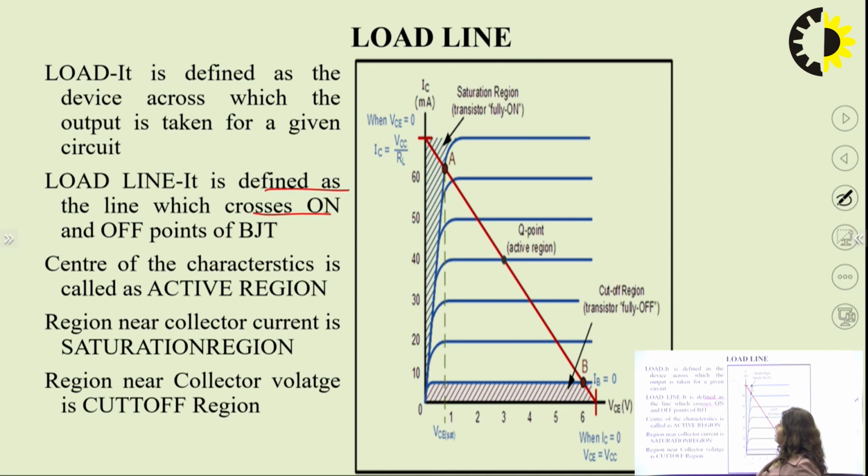and these points are also known as quiescent points. The center of the characteristic is called the active region. Region near the collector current is your saturation region, and region near the collector voltage is your cutoff region. The region near IC, that is the collector current, is the saturation region, and the center of the characteristic is your active region, which we can show here with the blue lines.